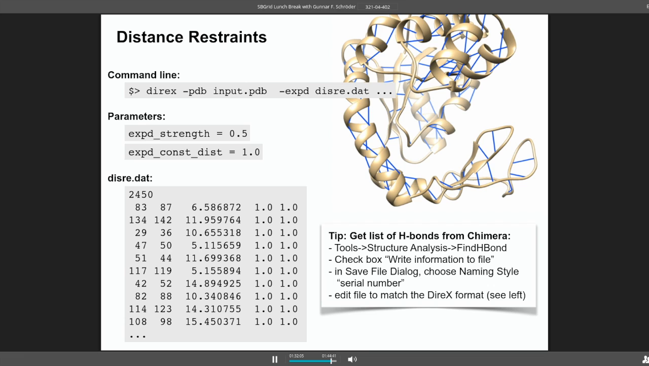What we often do, if you want to preserve specifically hydrogen bonds, for example, or enforce even further the hydrogen bonds in your structure, is write out a list of all hydrogen bonds and put them into a distance restraint file, and then you can add those in addition. I wrote down here an easy way to write down the H bonds from Chimera, and then you just need a small change in the file format to read this into DireX. And in the parameter file, there are these XD strengths values that control the strengths of these restraints.